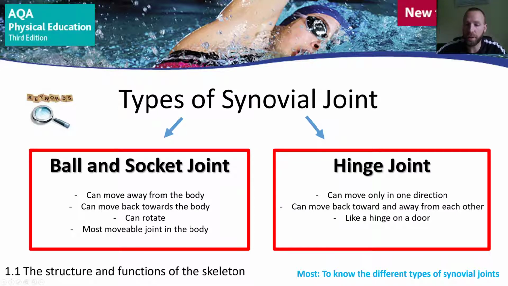The hinge joint can only move in one direction. They can just move backwards and forwards, like towards and away from each other. A bit like a door, it can open and close. So if you think of a hinge joint like that, it's really easy to remember.